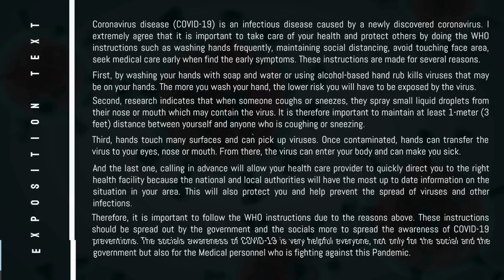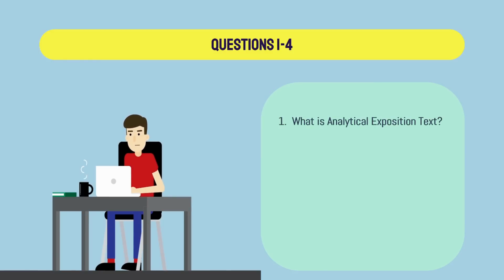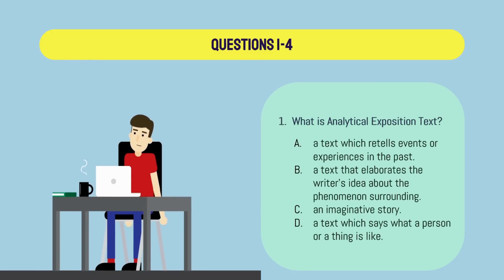Now we are moving to the basic concept questions. First one, what is analytical exposition text? A. A text which retells events or experiences in the past. B. A text that elaborates the writer's idea about the phenomenon surrounding. C. An imaginative story. Or D. A text which says what a person or a thing is like. Time's up. The answer is B. A text that elaborates the writer's idea about the phenomenon surrounding.